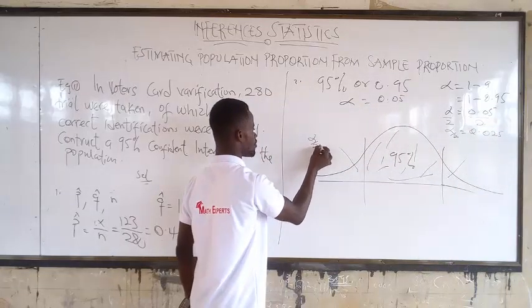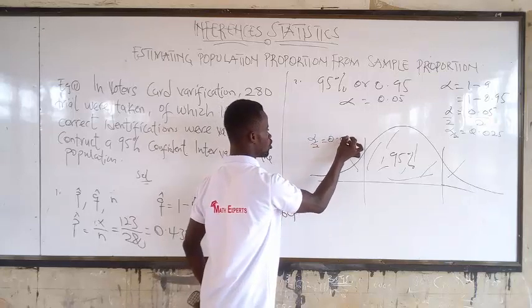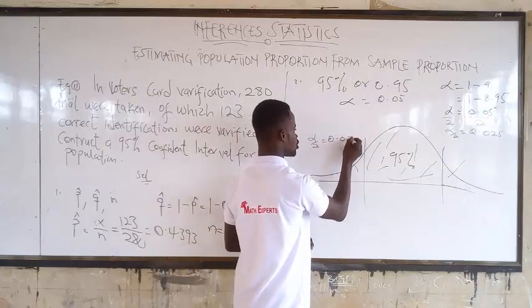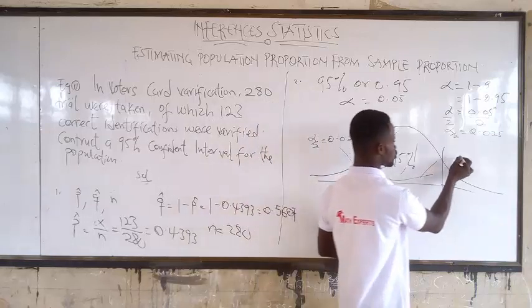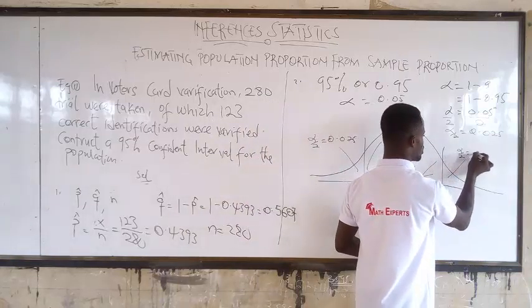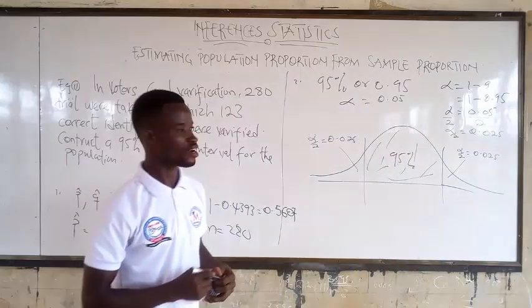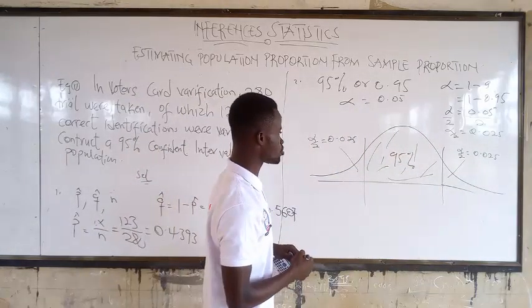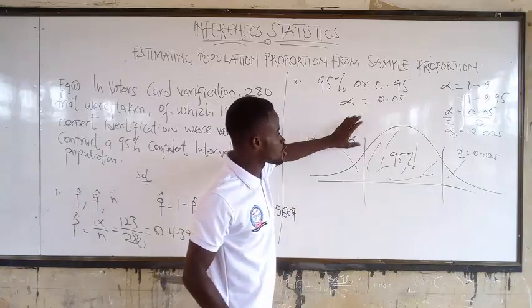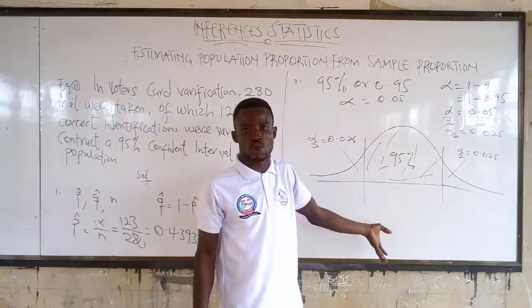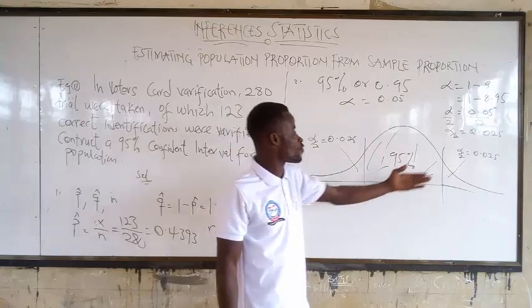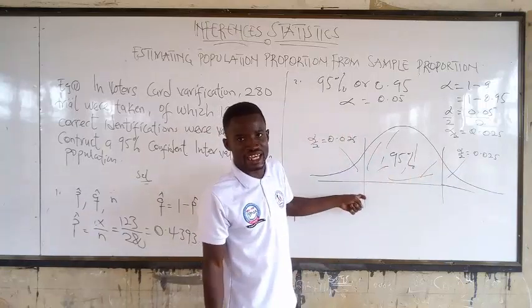So this alpha over 2 is going to be 0.025. Then here is going to give you alpha 0.025. Okay? Alright, so that's how it's going to be. So now you are going to use this to determine your z-score.